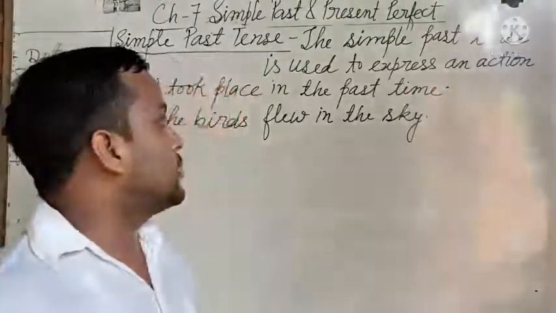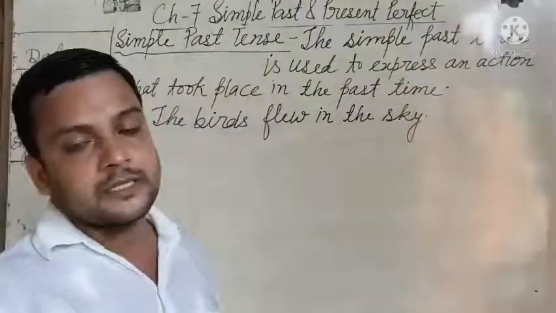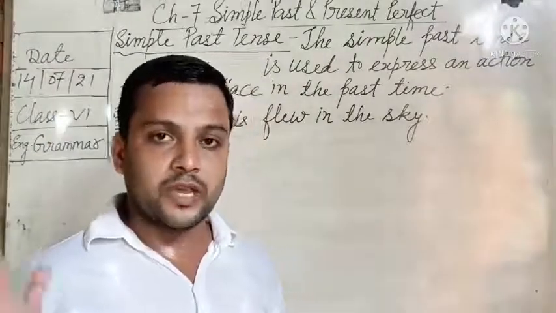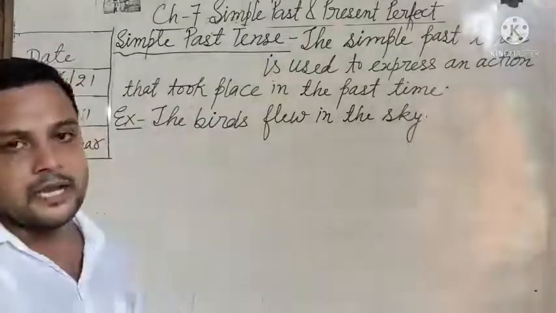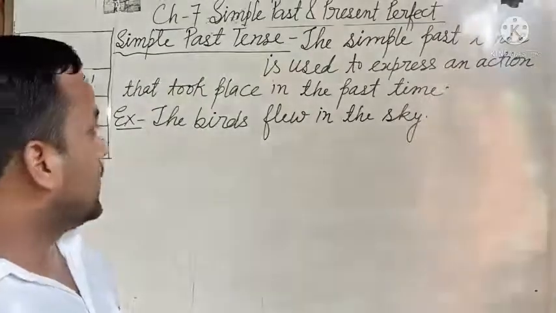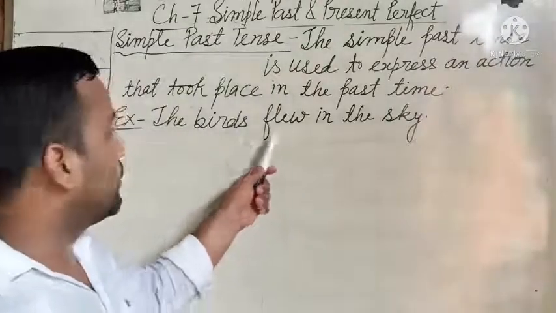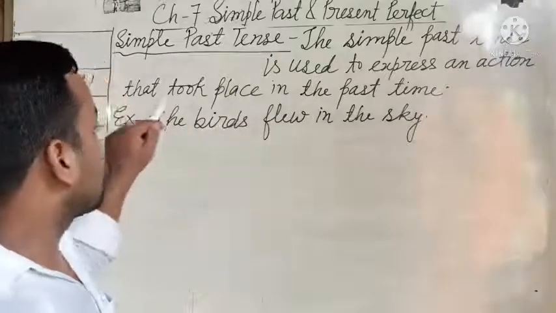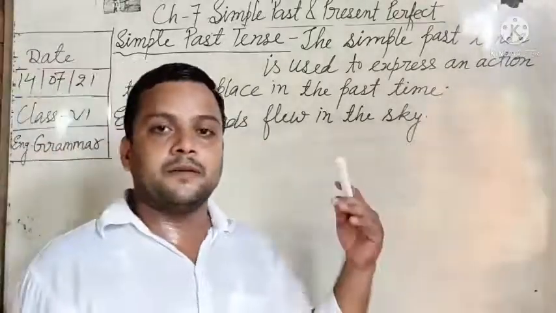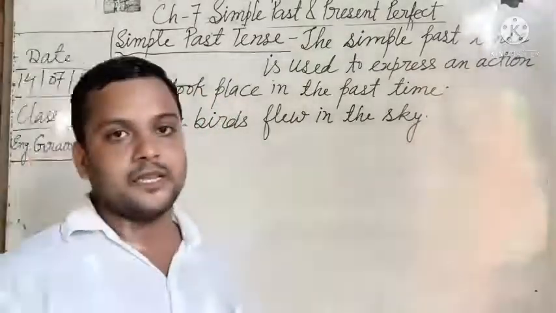Simple past tense is used to express an action that took place in the past time. Okay? For example, the birds flew in the sky. The action took place in the past. The birds flew means the action did not take place in present time. It took place in past time.